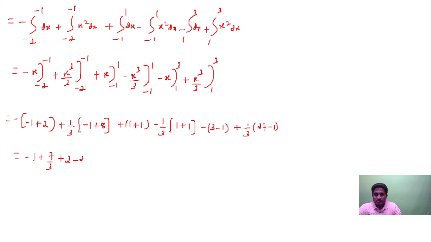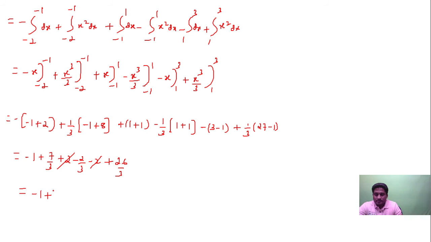Okay, so this is 2 by 3 minus 2. Okay, this is minus 2. 1 upon 3, so this is plus 2, 7 by 3 plus 2 minus 2 by 3 minus 2 plus this is 26 by 3. Okay, now 7 by 3, if I add plus 2 it will cancel with minus 2. Okay, so this is minus 1.